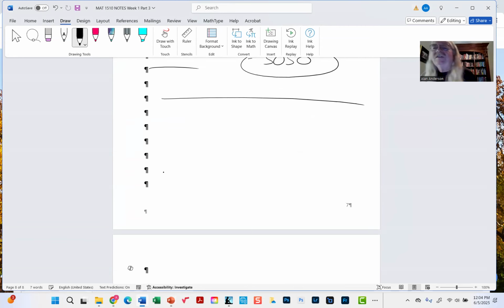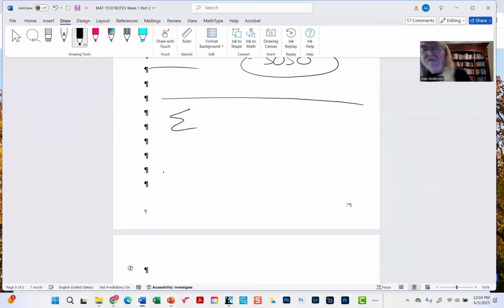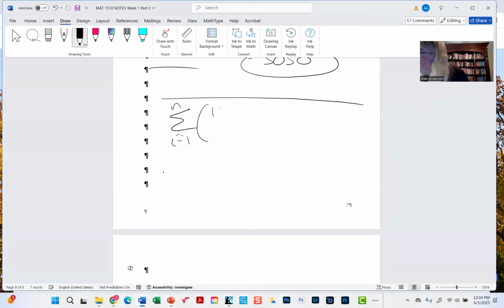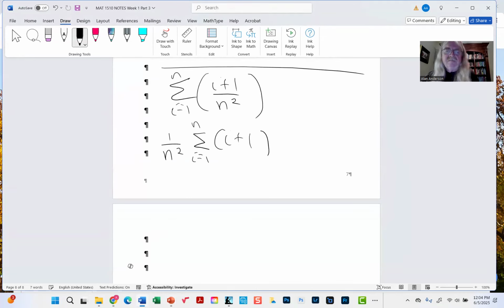After a while, when you get used to using the summation operator, you start to notice these things yourself. But at first, it takes a while to get used to this. So let's just run through it one more time. It's i plus 1 over n squared. So the constant 1 over n squared is outside. And then we break this up into two sums.